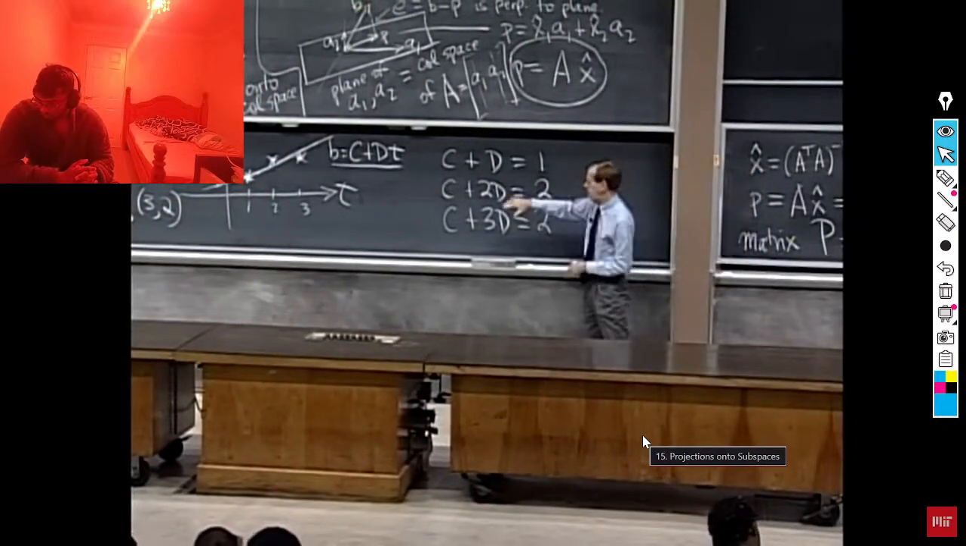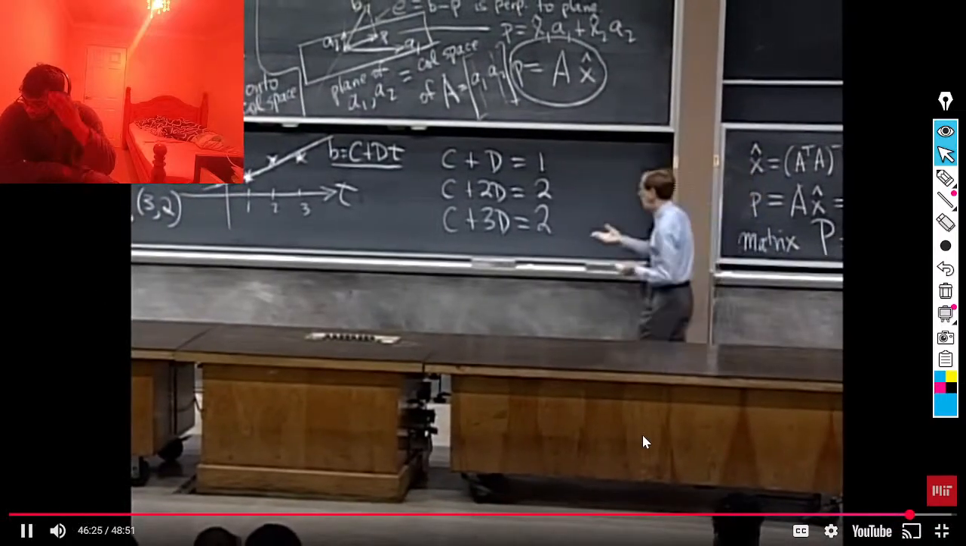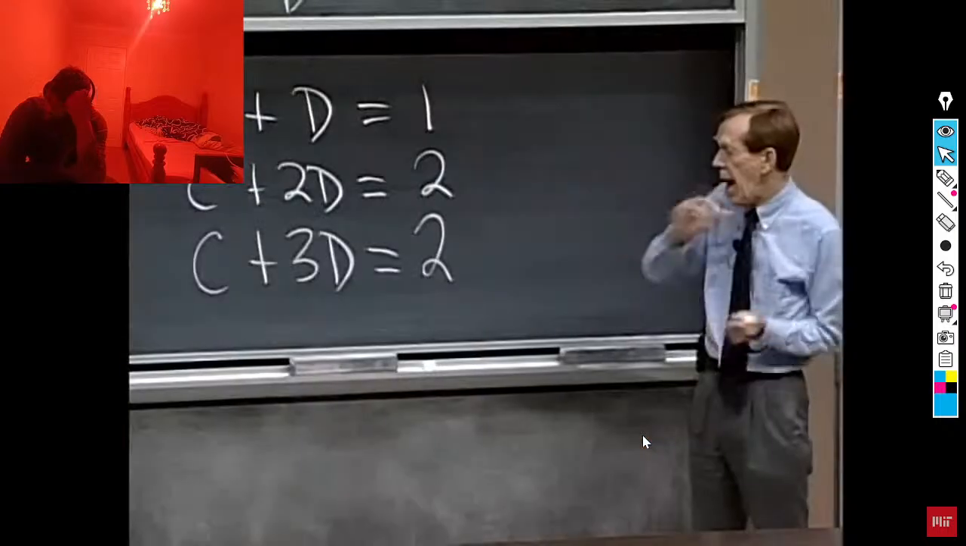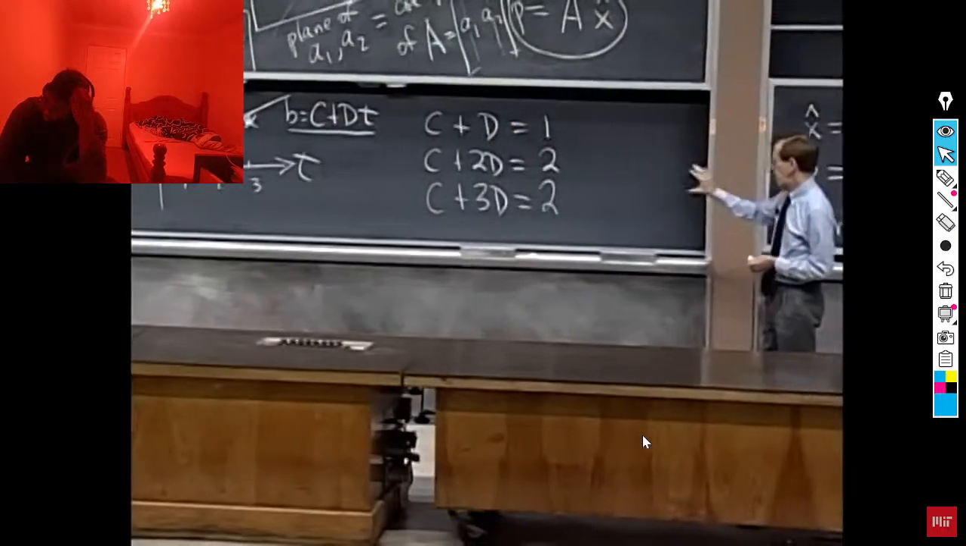Reason, if we could solve them, that would mean that we could put a line through all 3 points. And, of course, if these numbers 1, 2, 2 were different, we could do it. But with those numbers 1, 2, 2, we can't.